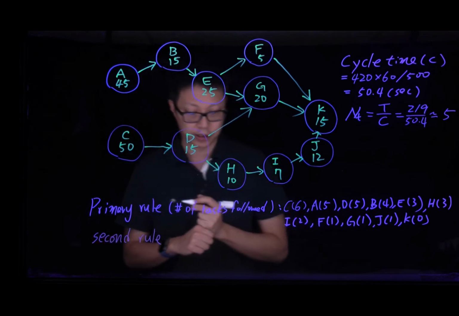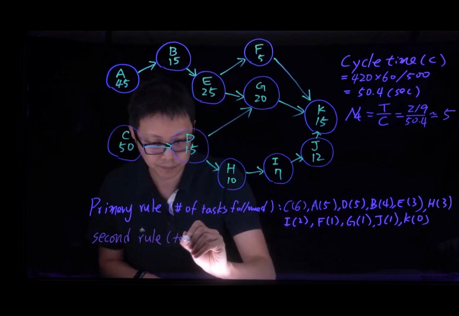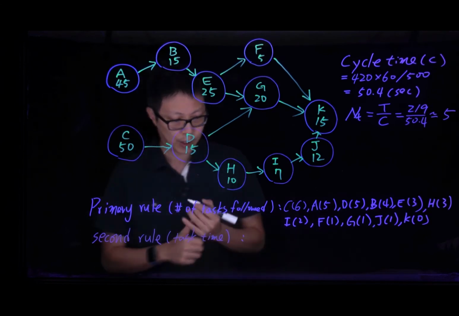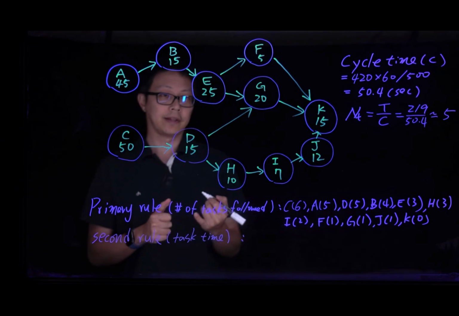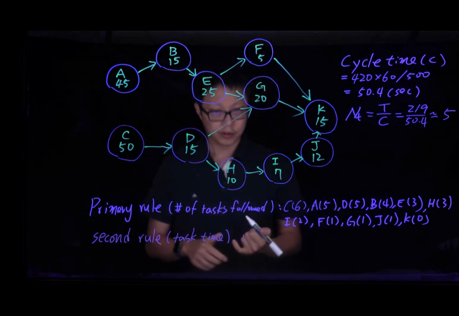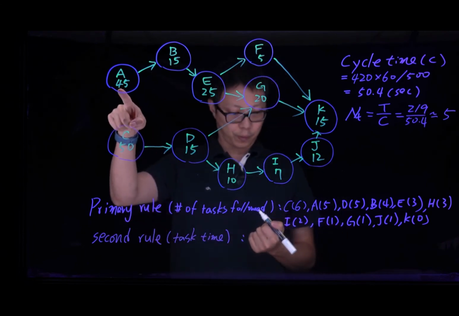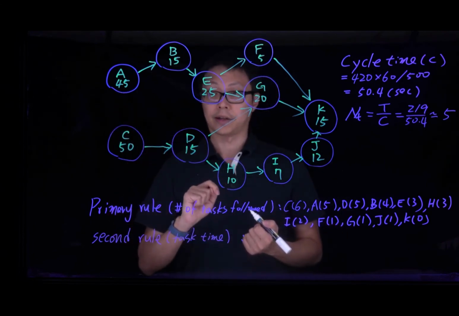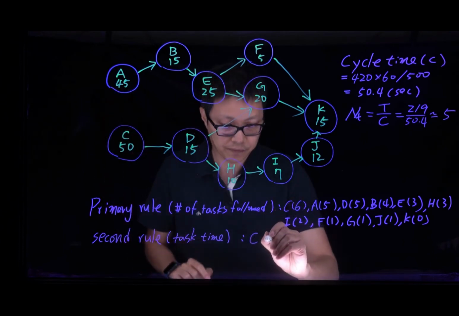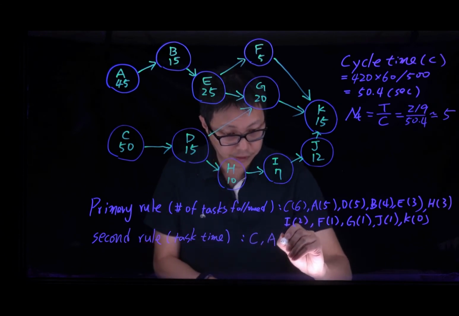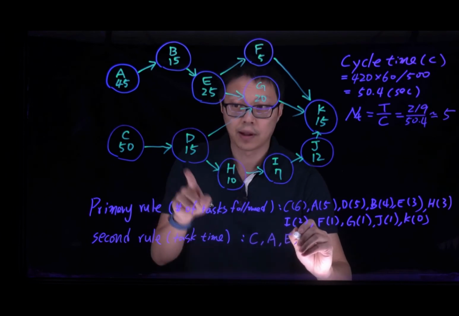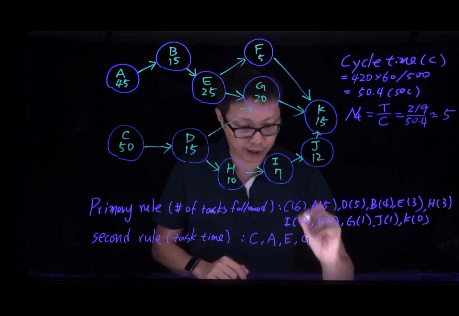In this case, our secondary rule is that we want to consider the task time. Again, we sort from the task that takes the longest to the task that takes the shortest time. In this case, the longest task, let's take a look, is C. C will be 50. The second one is A, 45. And the third one is E. E will take 25 seconds. Then the next one is G. G will take 20 seconds.